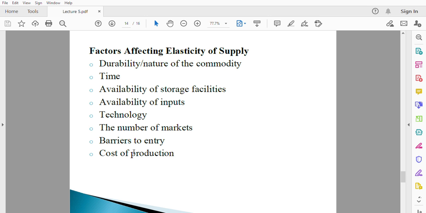On the other hand, if the commodity is a very durable commodity that can be kept for long, when you go to the market and the price has dropped, you decide to hold the commodity till price increases. So your supply would decrease by a greater percentage. And if a decrease in price results in a greater percentage decrease in quantity supplied, then such a commodity is fairly elastic. So the nature or durability of the commodity is very important.